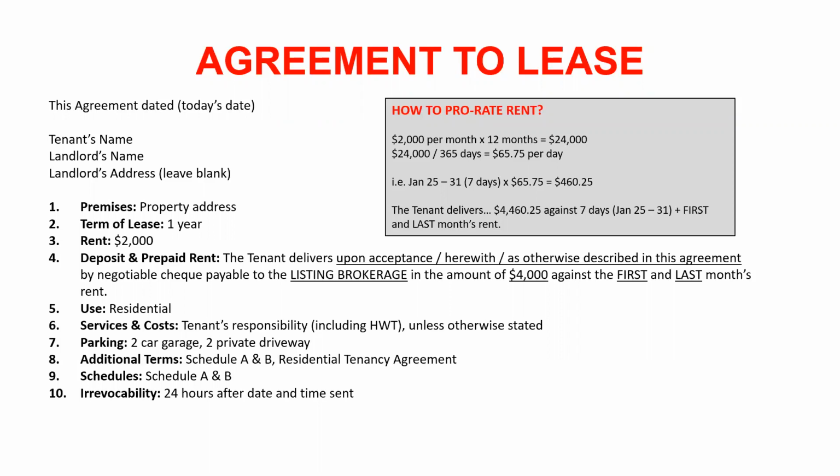Additional terms, you're going to want to put in here Schedule A and B and the residential tenancy agreement. And then paragraph nine, you're just repeating yourself, Schedules A and B. And then typically you want to do the irrevocability. You want to schedule this to expire maybe by the end of the day, maybe 24 hours after you send it. So depending on what time you're sending it, reach out to your growth manager if you want to know when to set the expiry for. But a lot of times it'll tell you right in the MLS listing to allow 24 hours.